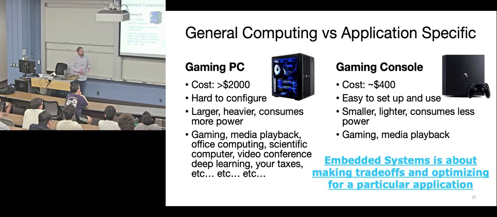So embedded systems is about making trade-offs and optimizing for a particular application. That's what embedded systems are. We're going to make trade-offs for this. And it's hard to say that any one embedded system is perfect. You can point out usually when they're really bad. You've all probably had some bad device that was just poorly designed or underpowered. But it's all about trade-offs. Do you want higher cost but better graphics? These sorts of trade-offs occur. So that's what embedded systems is about.